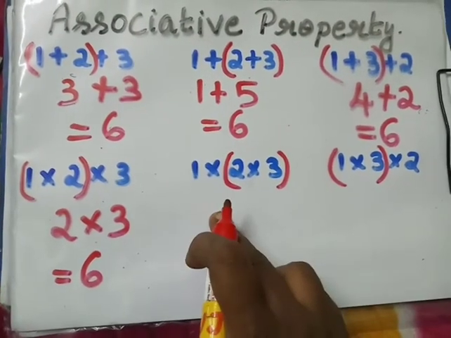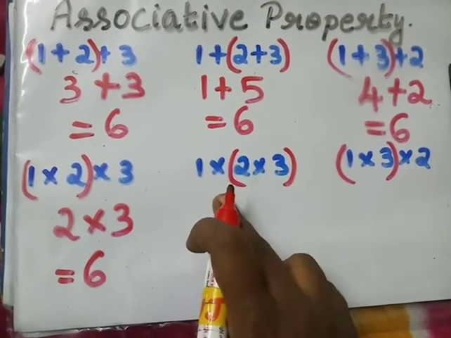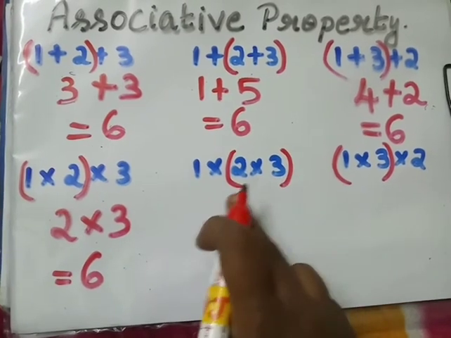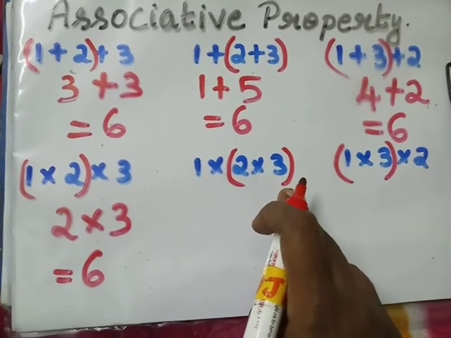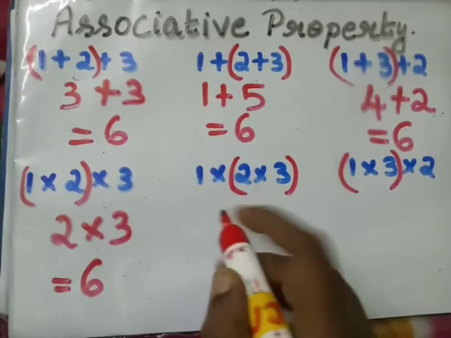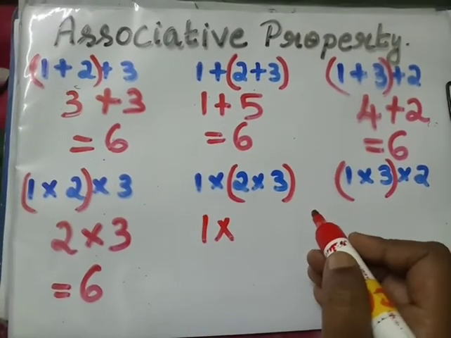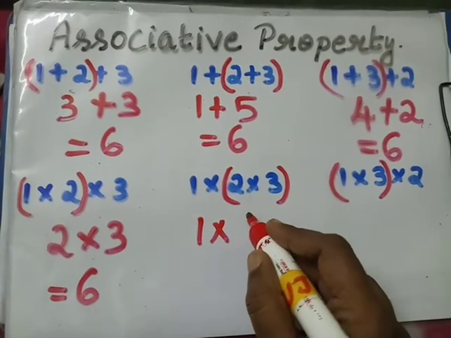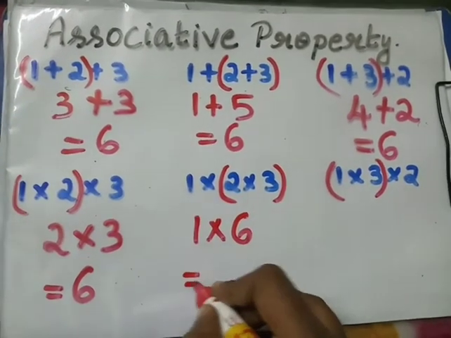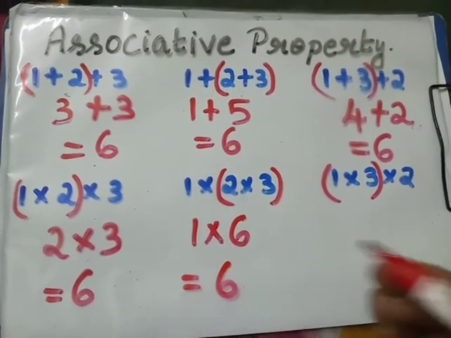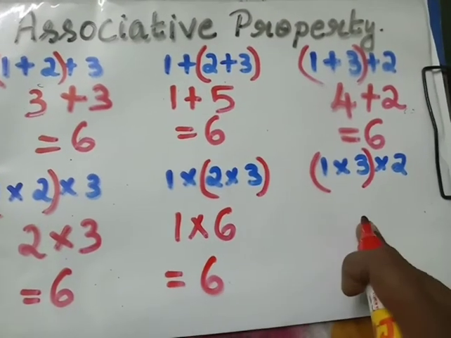Now let us check the next one. 1 into 2 into 3. Here you can see I have put the brackets for 2 into 3. So that means let us bring down this 1 into and solve inside the brackets. So 2 into 3 is 6 itself. So what is 6 into 1? 6.